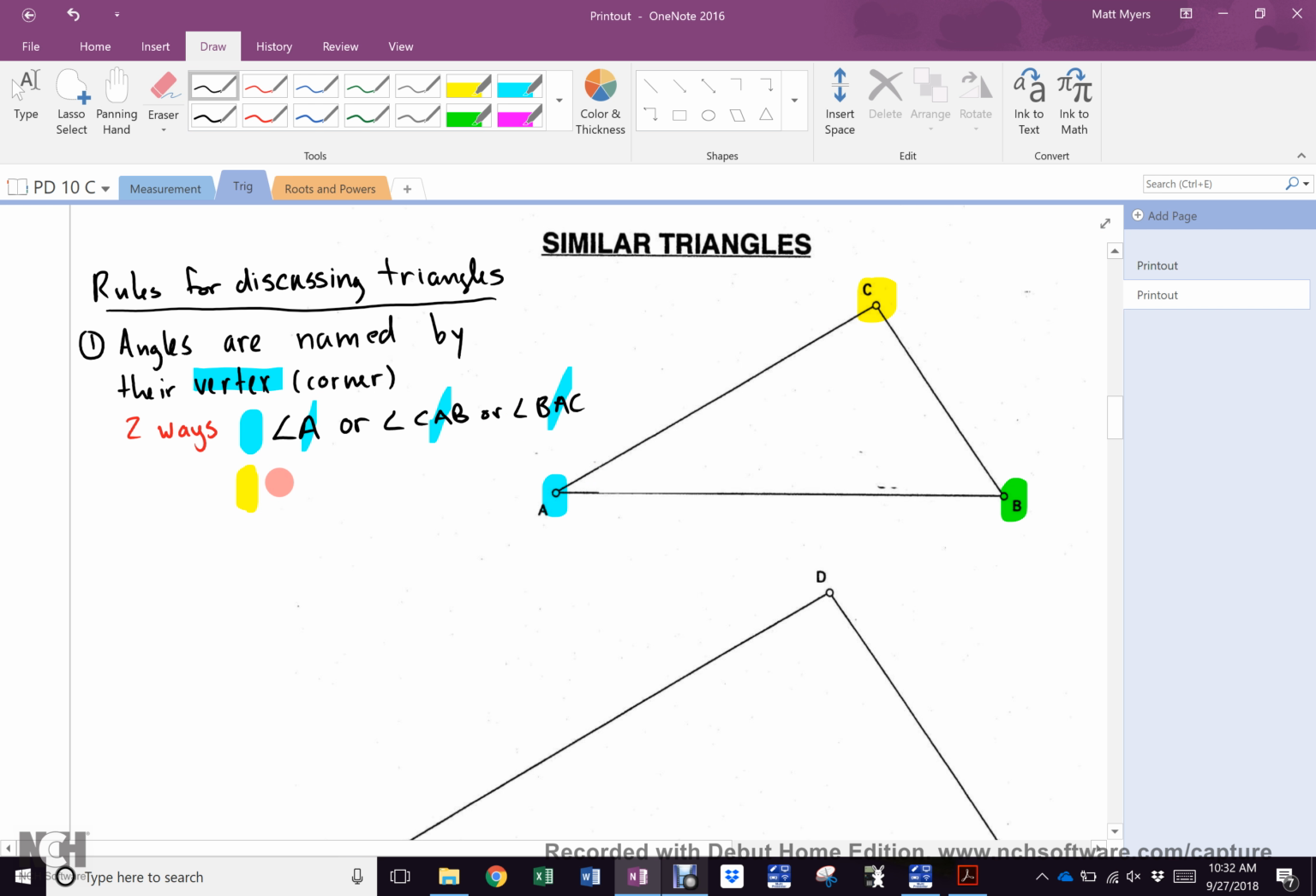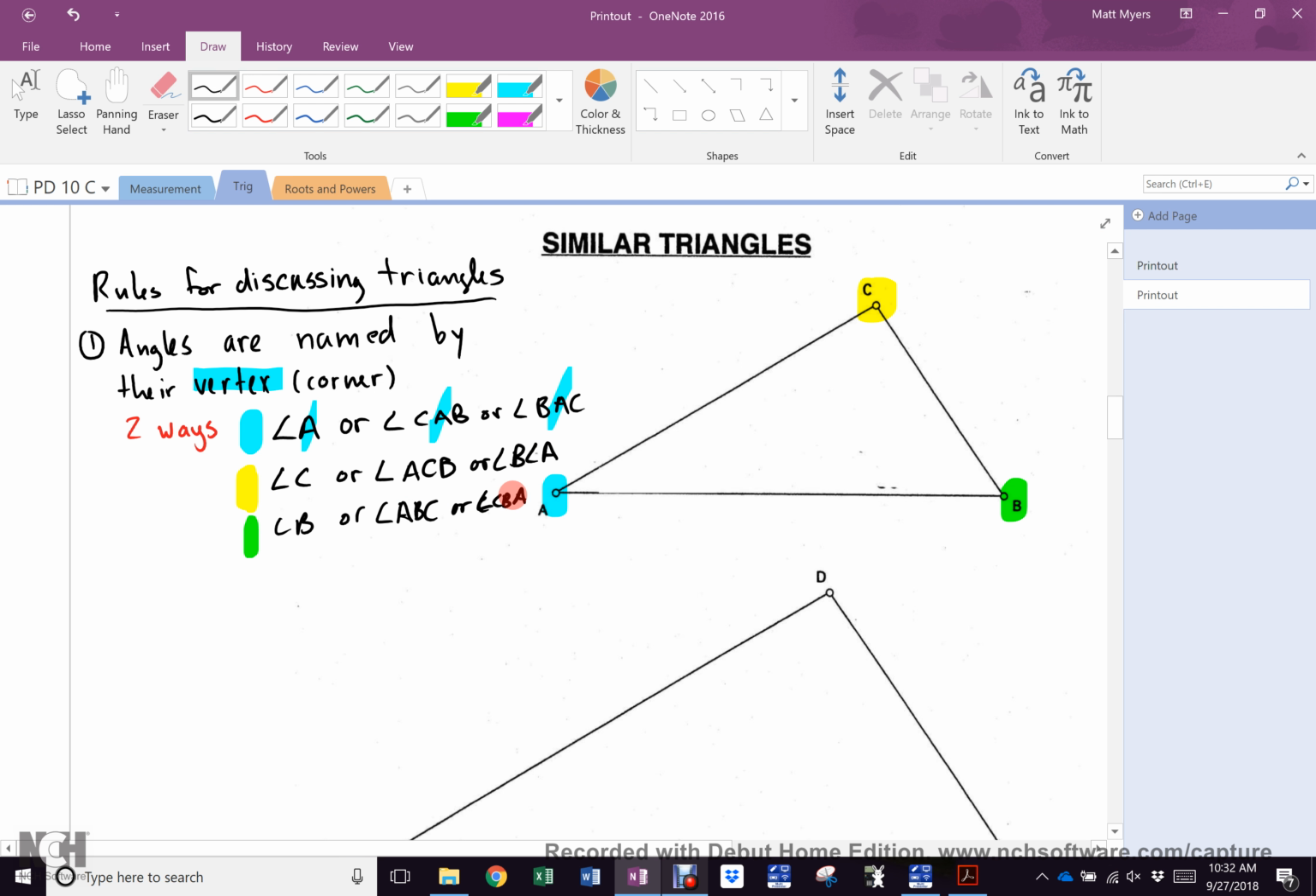It is either angle C or ACB or BCA. Everybody cool? And then the green angle, duh, obviously. Angle B or angle ABC or angle CBA. Everybody should already know that.